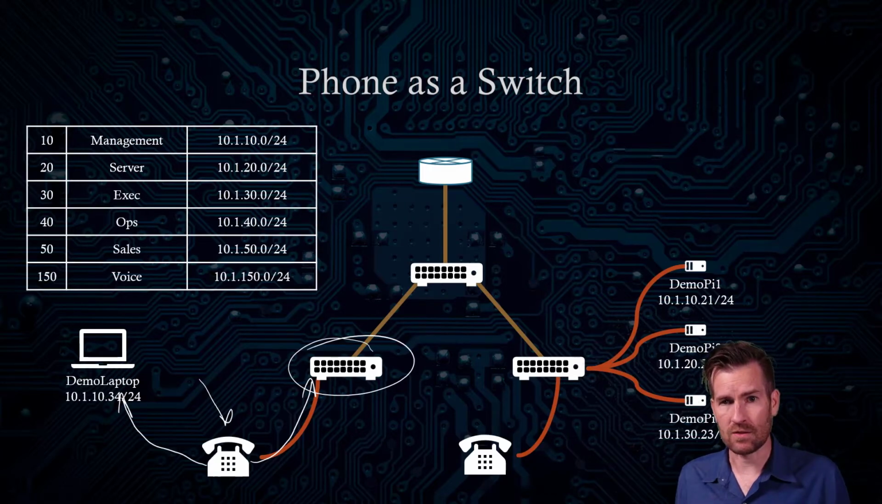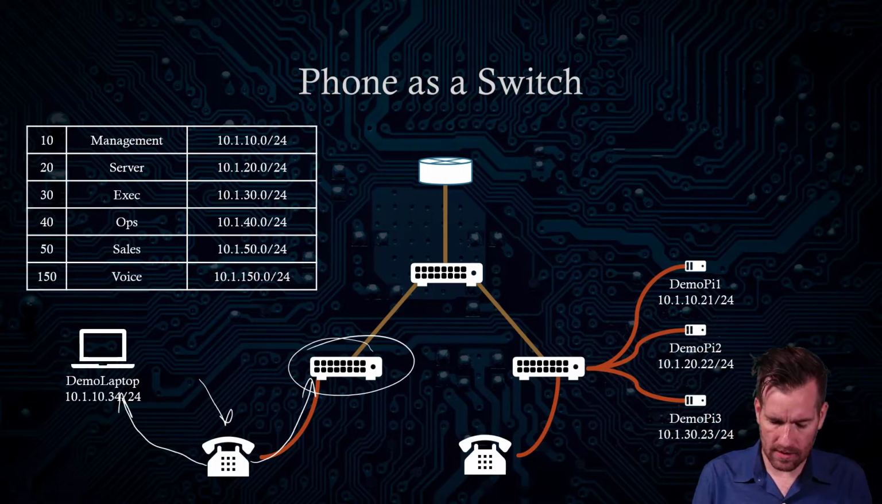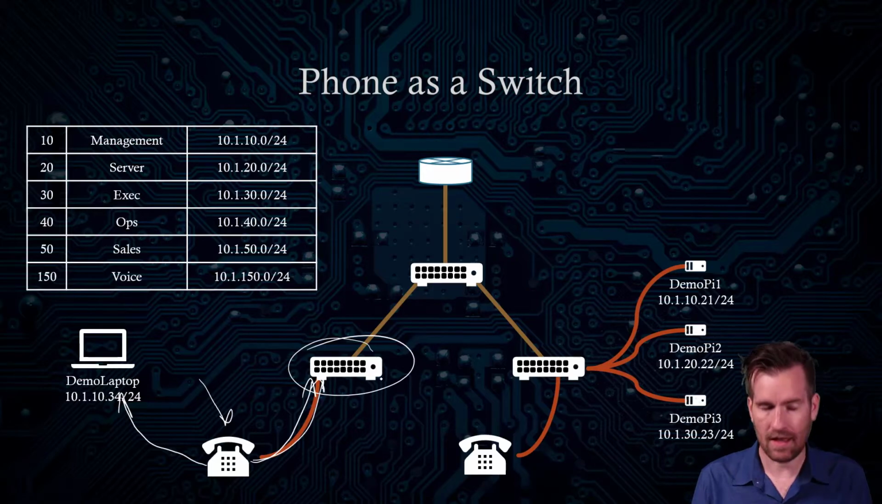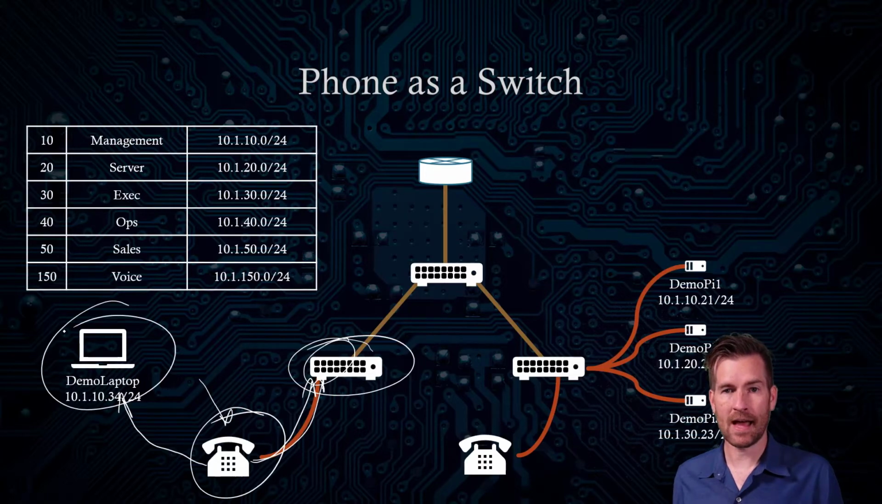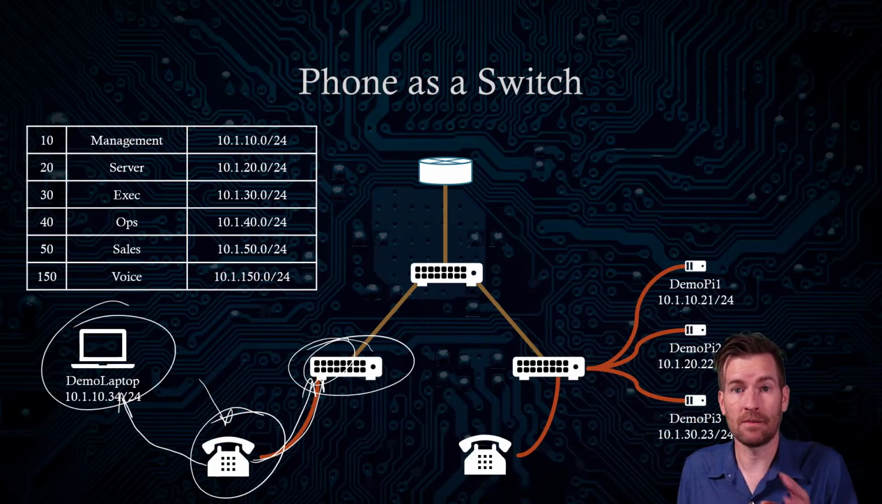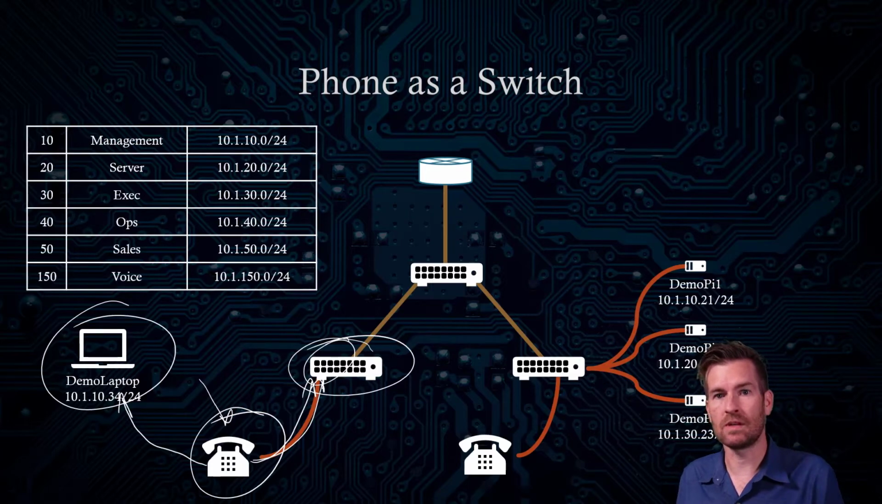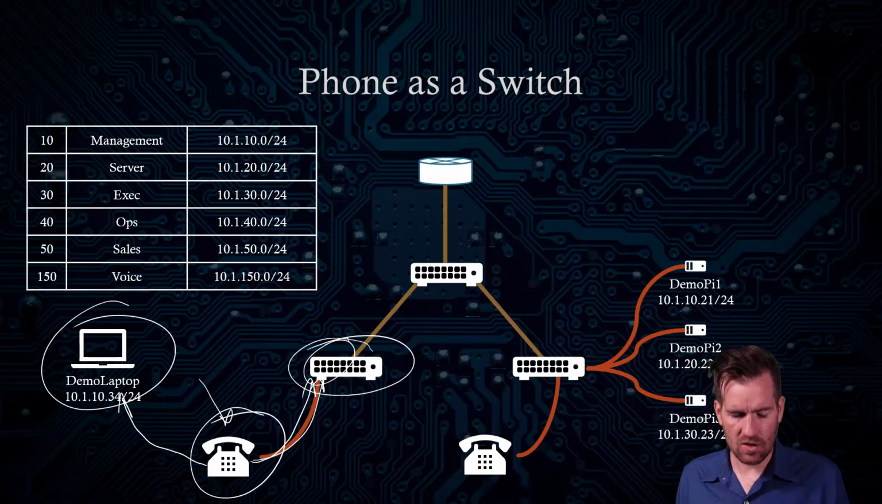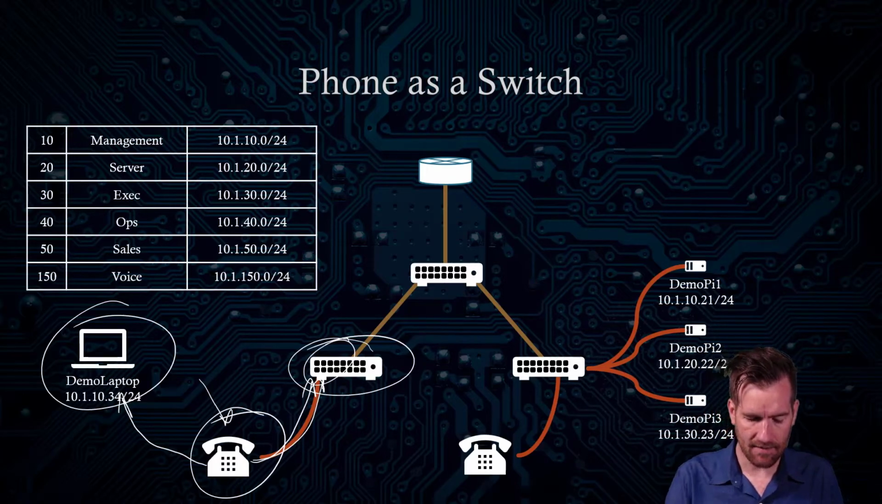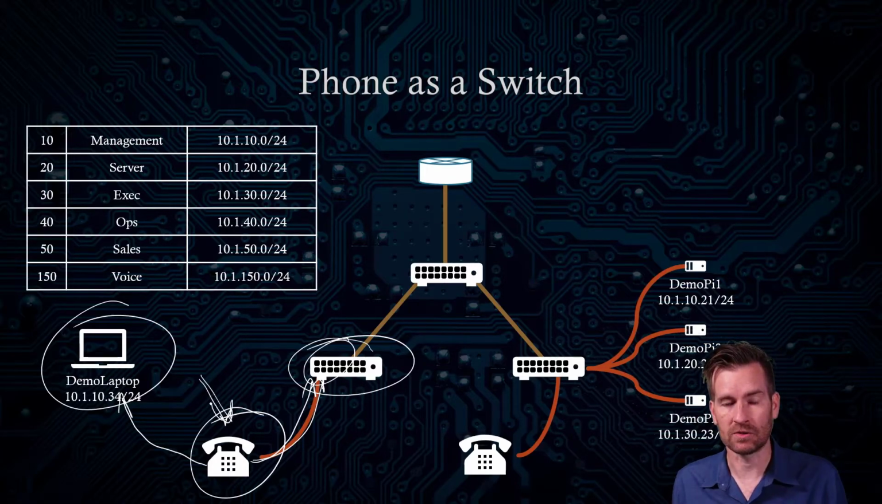Now, one of the big reasons for this is that for each of your desks, you only need one port to support that desk. Otherwise, you would need a port to plug into the switch for the phone, and you would need one for the laptop. So you would need double the amount of ports on your switches. You would need double the amount of jacks out there for each of your desks. So for that reason, they have this switch built into the phones.